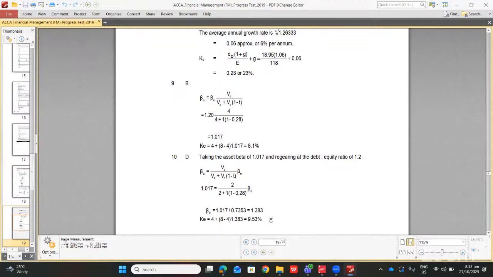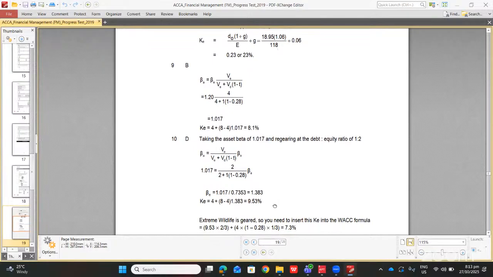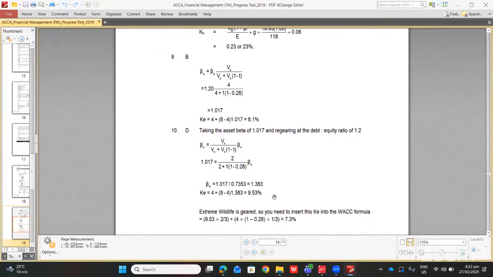And then, of course, plug that in your CAPM formula and you get 9.53%. But that is just the cost of equity. The fact that you have debt as well, you're going to need your weighted average cost of capital. So you have your cost of equity, 2/3 is equity. Your cost of debt, you can use your risk-free rate, net of tax, so 4% net of tax, 1/3 is debt, and then that will now give you a weighted average cost of capital of 7.3%.